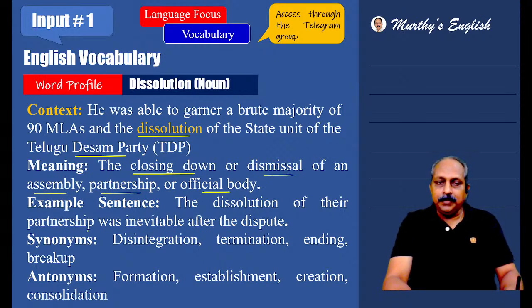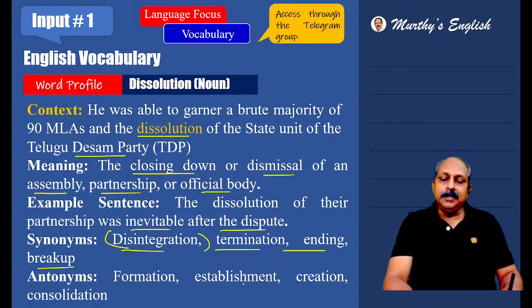The dissolution of their partnership was inevitable after the dispute. Initially, partners had a dispute. Obviously, then something becomes inevitable, unstoppable. What is that? Dissolution of the partnership. Synonyms: disintegration, termination, ending, breakup. Disintegration has a slightly different connotation, you have to be careful. Antonyms: formation, establishment, creation, consolidation.